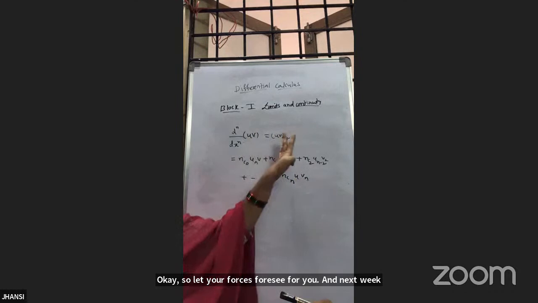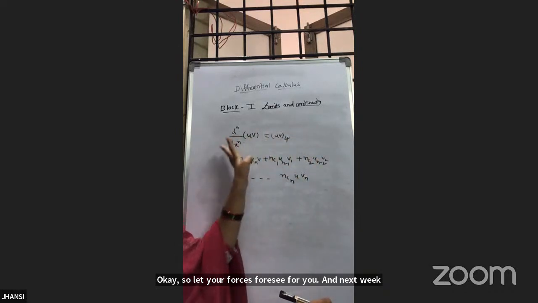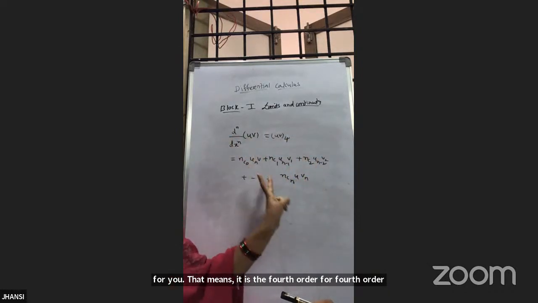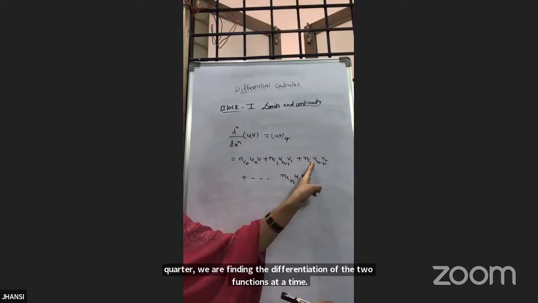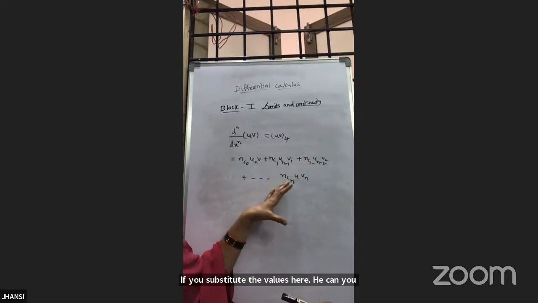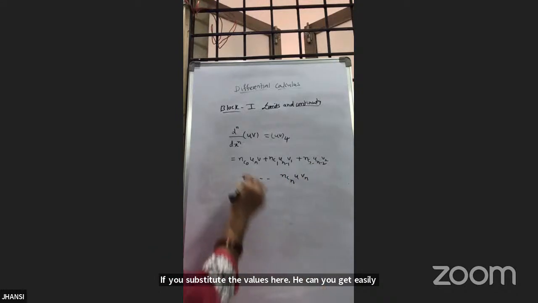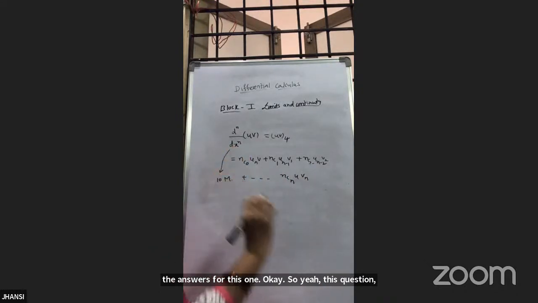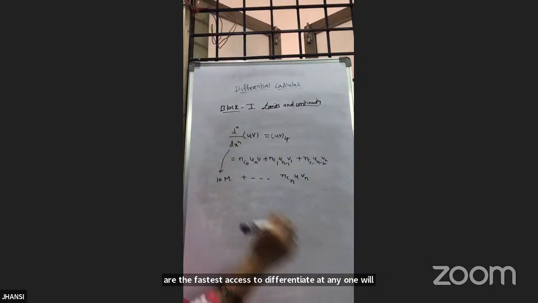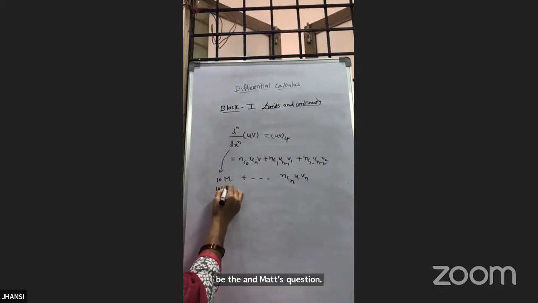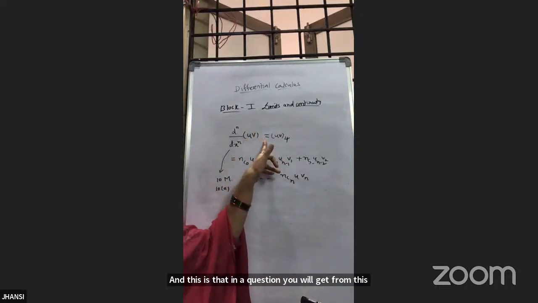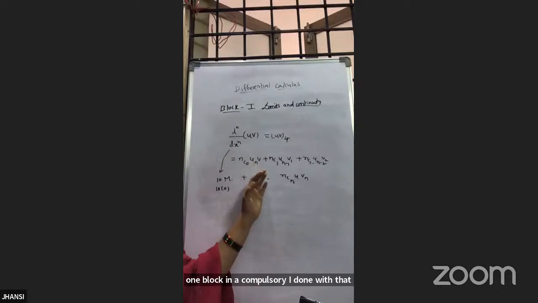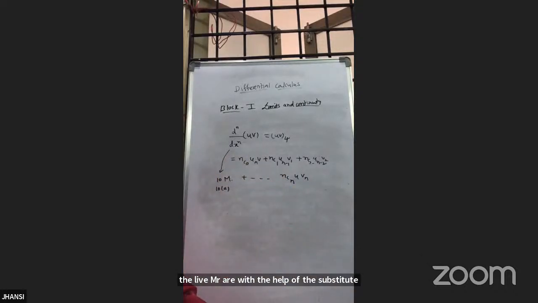That means it is the fourth order. For the fourth order we are finding the differentiation of the two functions at a time. If you substitute the values here, you can easily get the answers. So either this question or the first one, successive differentiation, any one will be the 10 marks question, the 10A question you will get from this block 2. 10A is compulsory, either with the help of the Leibniz theorem or with the help of successive differentiation, any one concept, you will get the 10 marks question here.